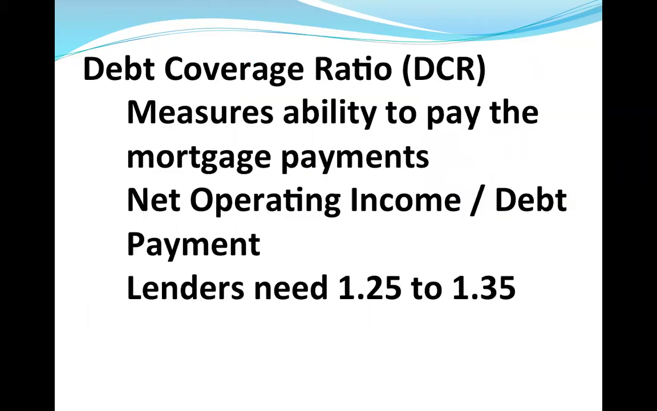So let me give you the example with the numbers right here. So the debt coverage ratio measures the ability to pay the mortgage, okay? Not only the mortgage, but also your operating expenses, right? Like the taxes and insurance. So the way we compute that is the net operating income, and to compute the net operating income is your income, which is the rent, minus your operating expenses.